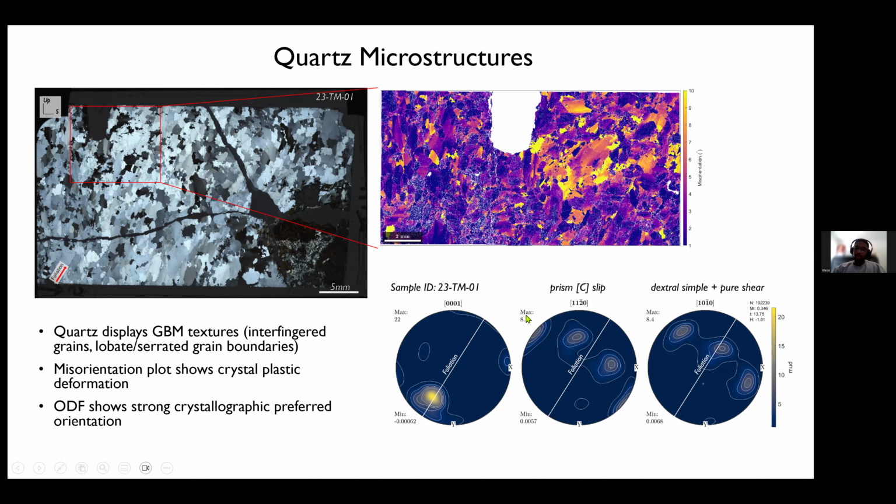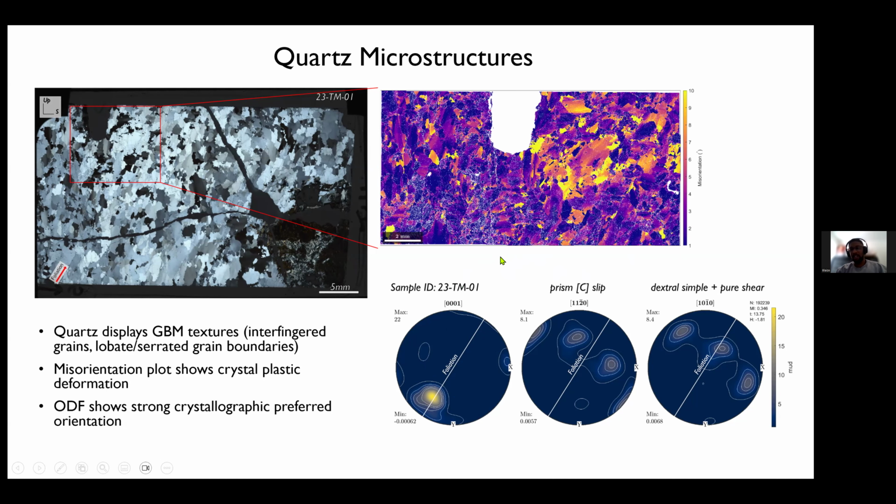Another thing we did is we produced some ODF plots. These are basically just like stereographic projections. Looking at this one specifically, it's a stereographic projection of the 001 or the C-axis. You can see there's a strong point maxima here, which is basically telling us that all of the quartz have the same orientation within the EBSD scan area. All of this is telling us that our quartz veins are recrystallized. They're recrystallizing through grain boundary migration.